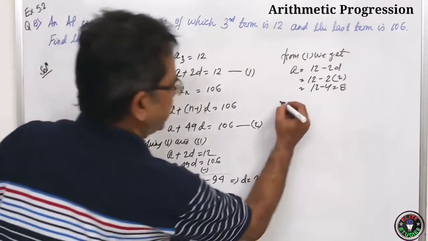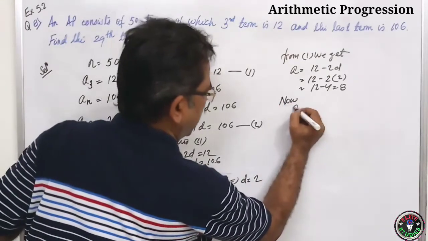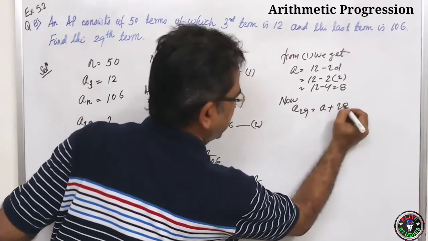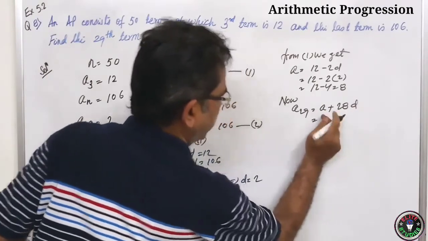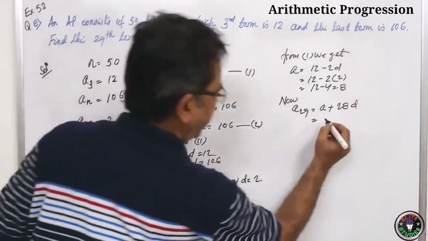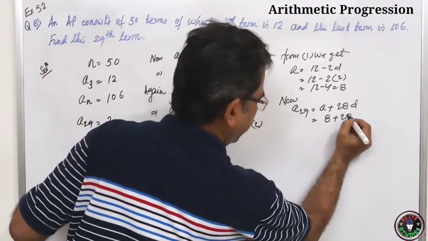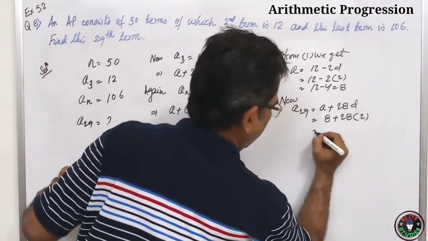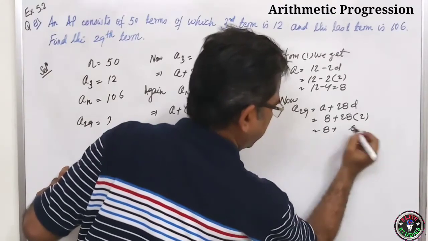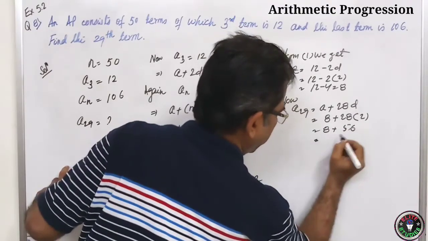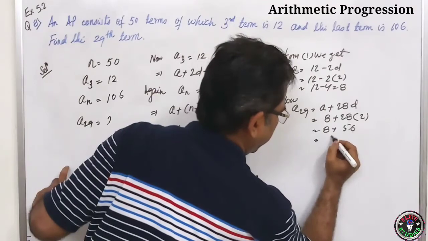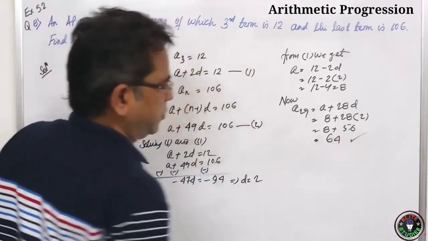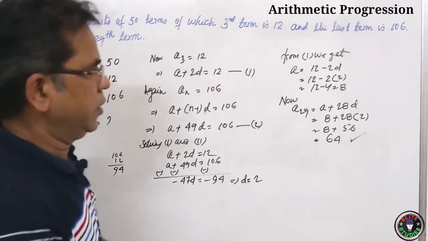So now we want to find the value of A29. A29 will be equal to A plus 28D. What is A? A we got as 8, plus 28 into D, which is how much? 2. So it is equal to 8 plus 56, which is 64. This is our answer. Take the screenshot please.